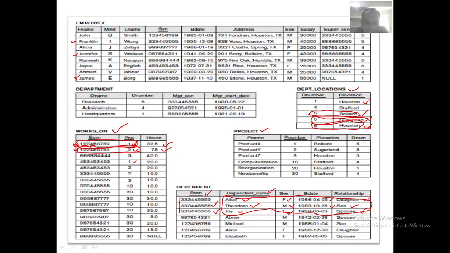If you take only ESSN as a primary key, I am not considering the dependent name, only ESSN, then what happens?